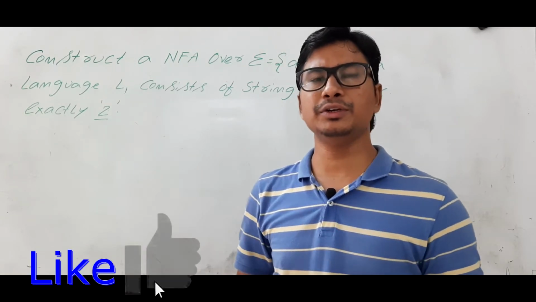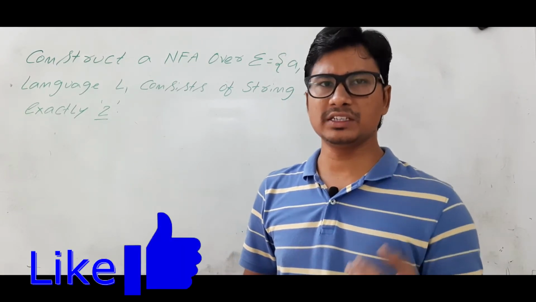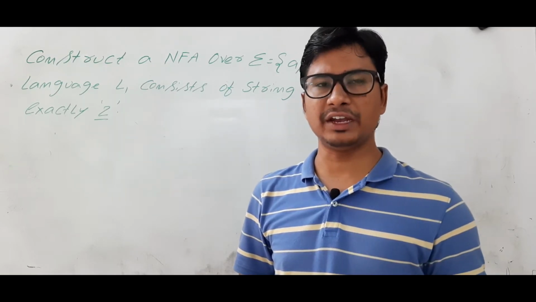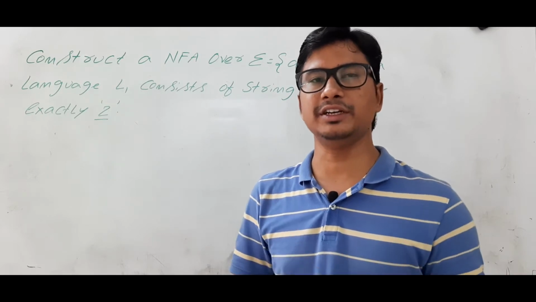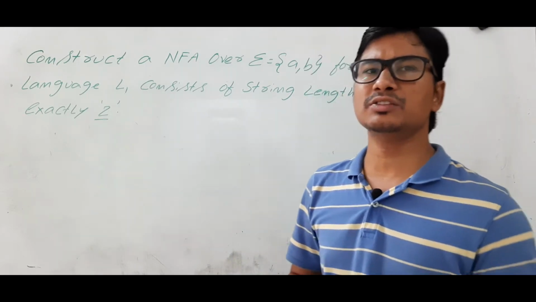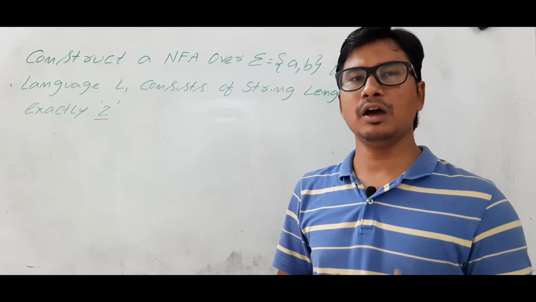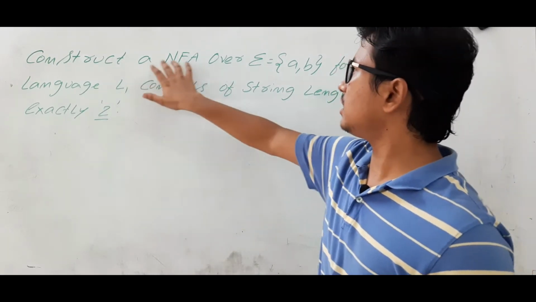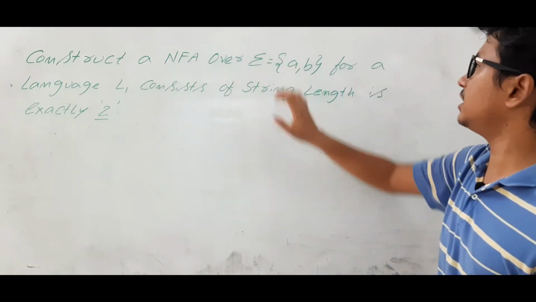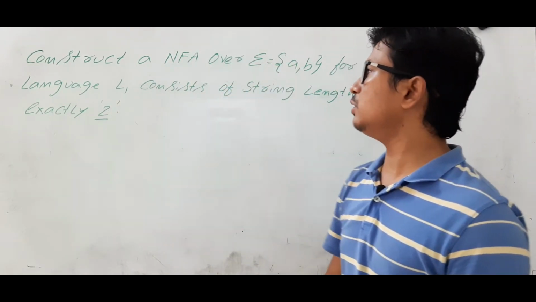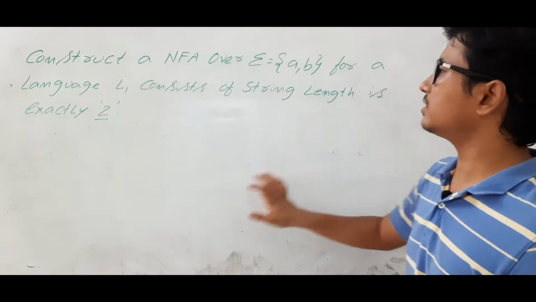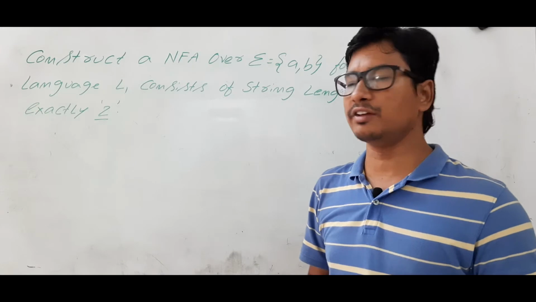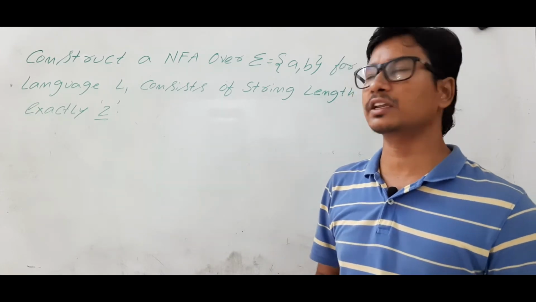In the last video, I discussed what an NFA is, why it is called an NFA, and the representation of an NFA. All these things we have discussed in detail. In this video, let me discuss a few examples of how to construct an NFA. Let me read out the question. Construct an NFA over alphabets A, B for a language L1 consisting of strings whose length is exactly 2. For the same language we have constructed the DFA. Now I will discuss how to construct the NFA.